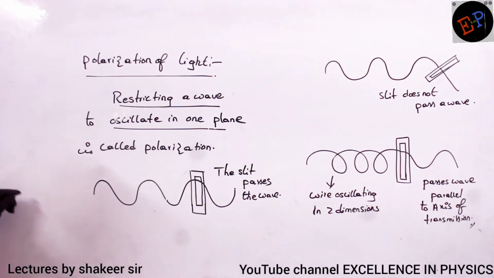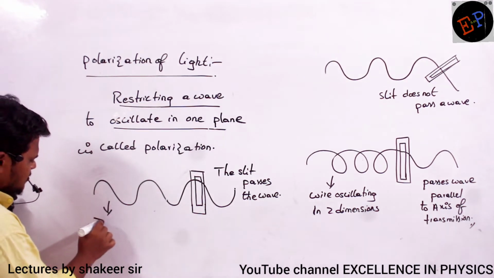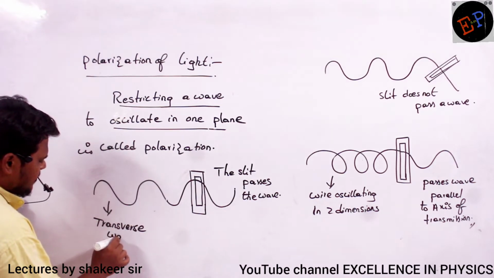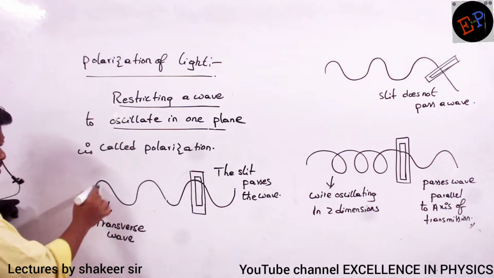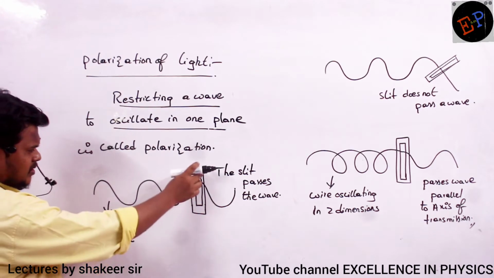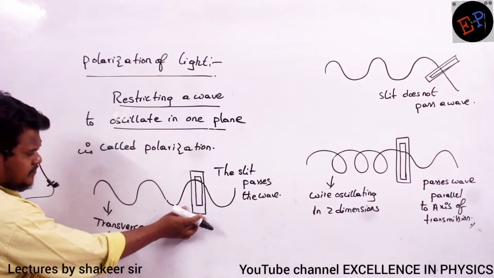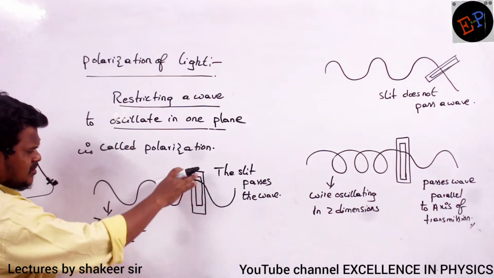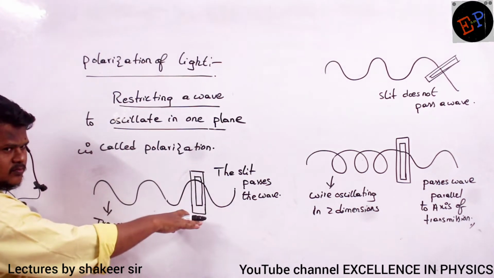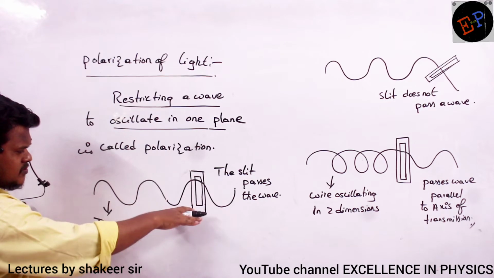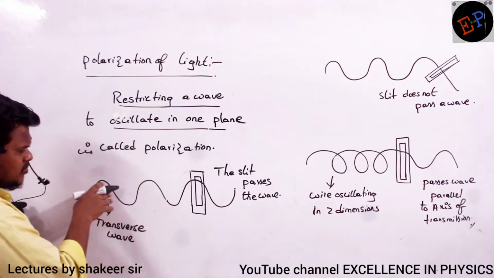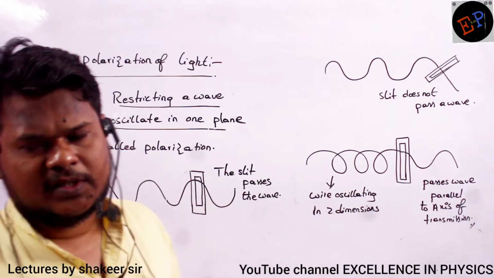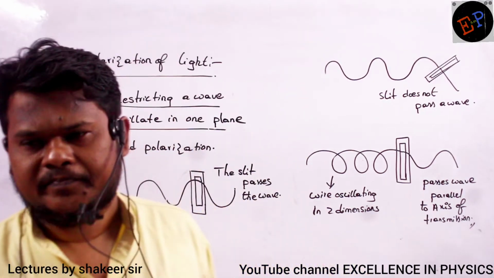Consider this is a transverse wave. This transverse wave is passed through an axis. This is a wooden frame, and this is the transmission axis. The wire can easily oscillate in this gap which is present, so no problem, it will pass. The transverse wave is passed very easily.